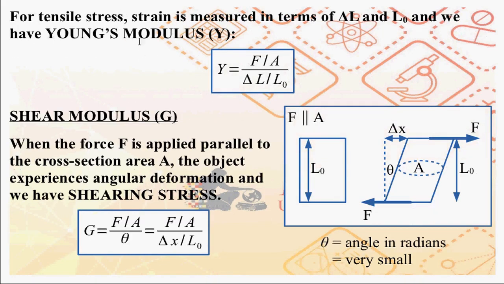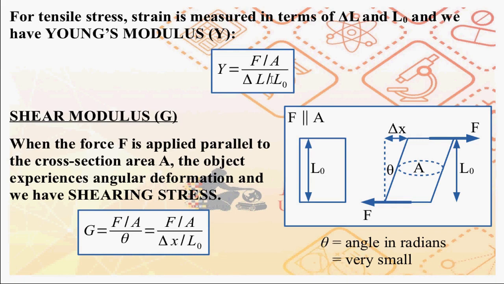For tensile stress, the strain is measured in terms of delta L and L0. And we have Young's modulus Y, the constant of proportionality between stress and strain. Modulus Y is equal to stress divided by strain. Stress is F over A, the definition of stress. But in this case, F is perpendicular to A and A is cross-section area.